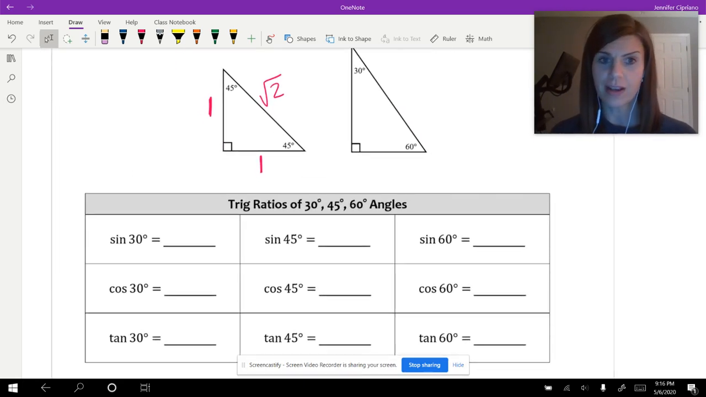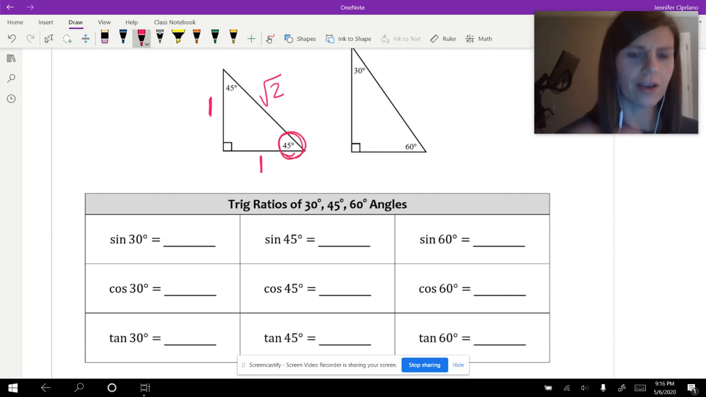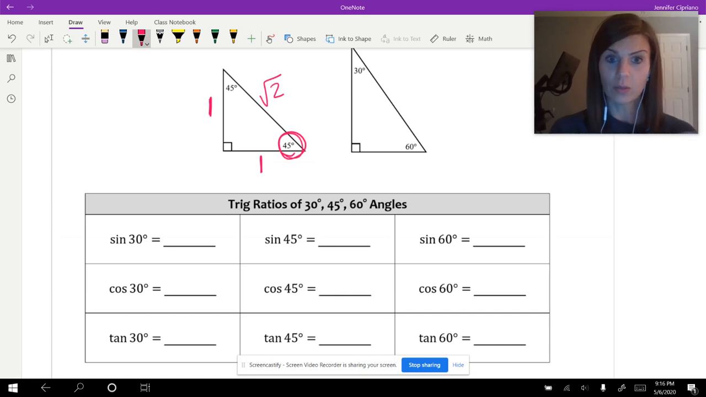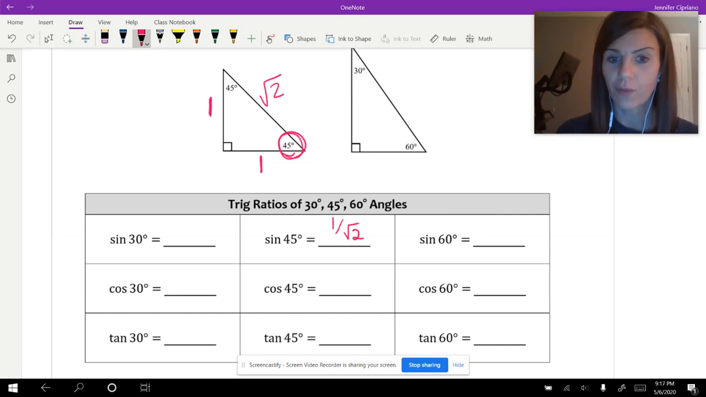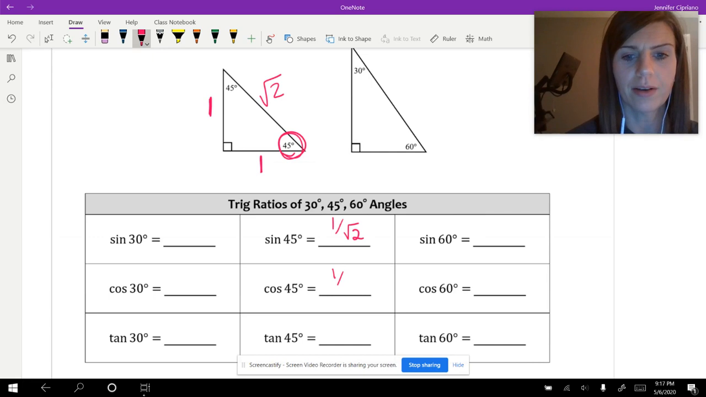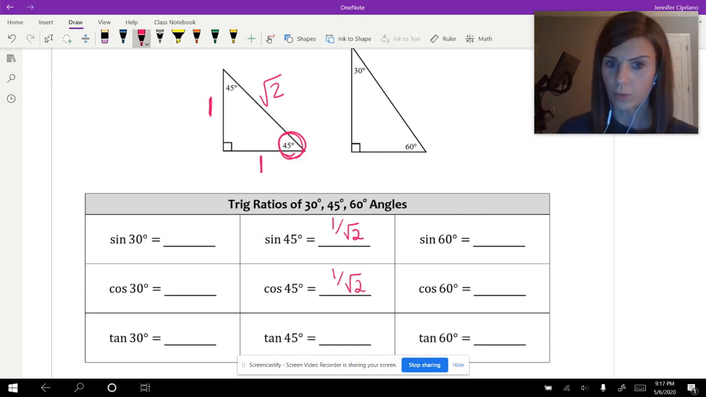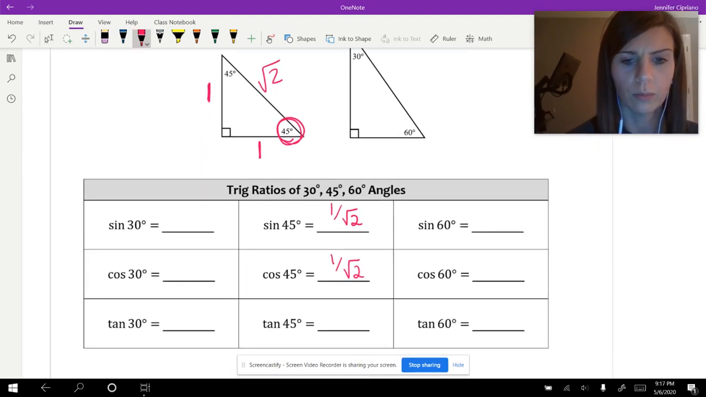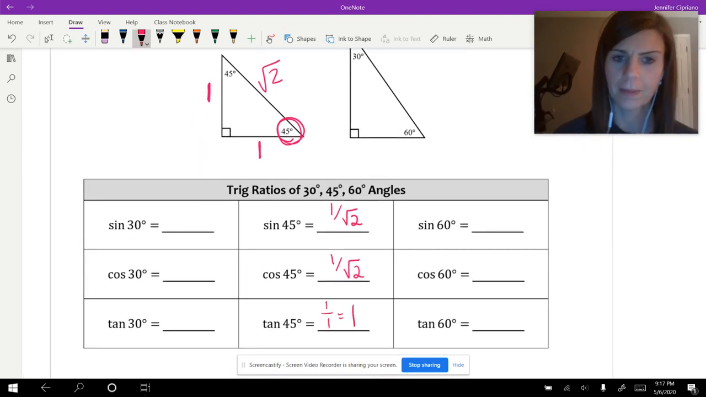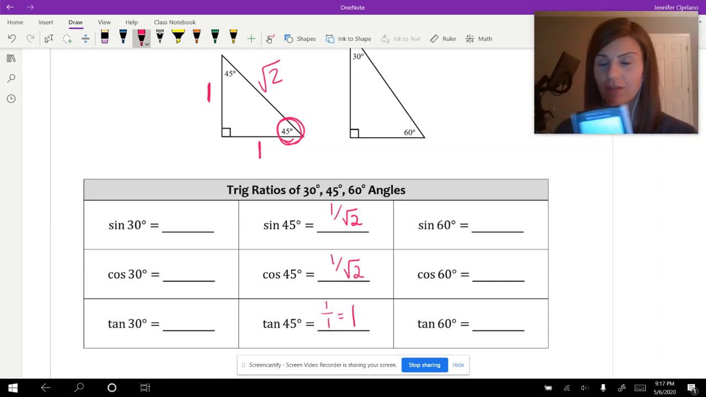So for 45 degrees, sine is opposite over hypotenuse. I'm going to use this 45-degree angle here. The opposite is 1, the hypotenuse is root 2. So the sine of 45 is 1 over root 2. The cosine of 45, adjacent over hypotenuse, is also 1 over root 2. And the tangent of 45 is 1 over 1, which is just 1. So we didn't have to use a calculator to find those three trig ratios like we did in the last section, because these relationships apply.